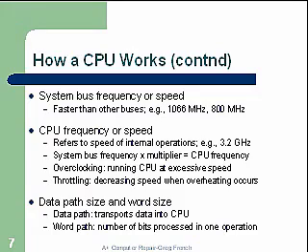Throttling is decreasing the speed when either overheating occurs or when it goes into a standby condition to reduce the amount of power being used. Data size, data path size, and word sizes. The data path is where it transports the data into the CPU. The word size is the number of bits processed in one operation internally on the CPU.